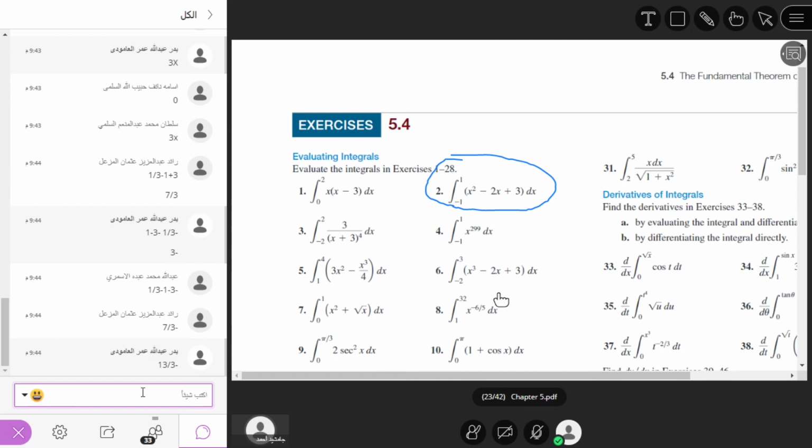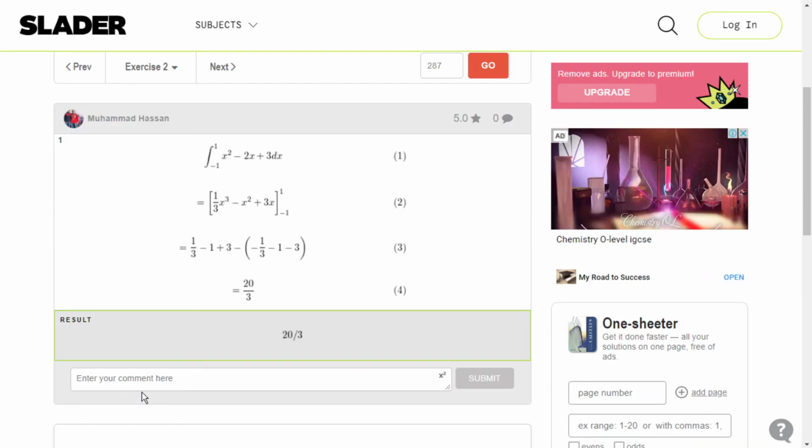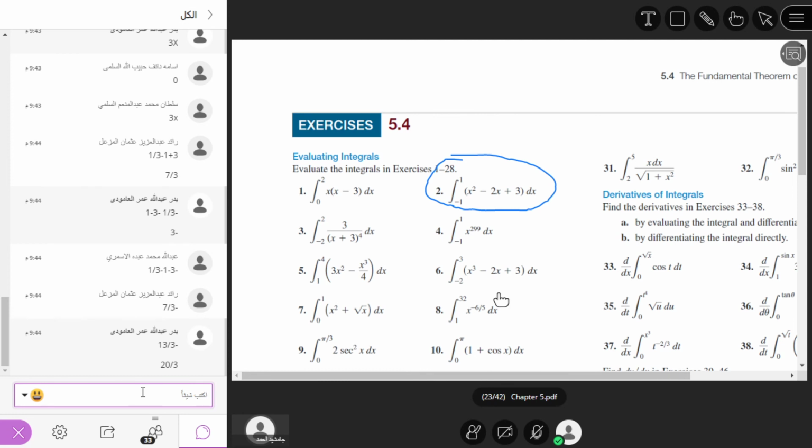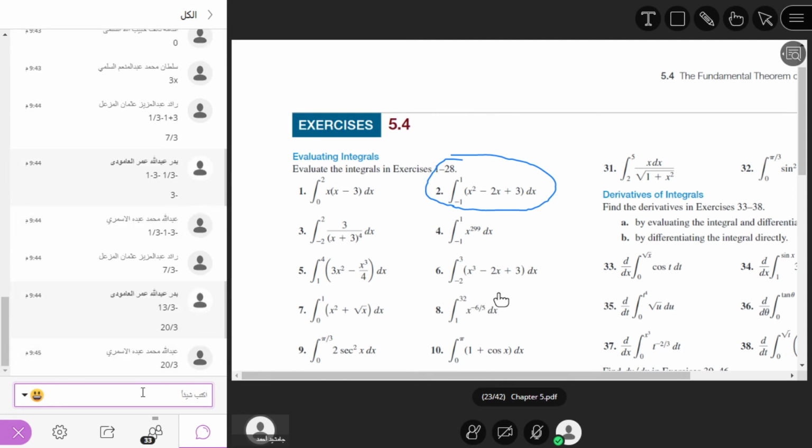So what is now? Minus 13 divided by 3 and 7 divided by 3, so 7 divided by 3 plus 13 divided by 3. What is the answer? 7 divided by 3 plus 13, 20 divided by 3. This should be the answer of question number 2. You got my point?